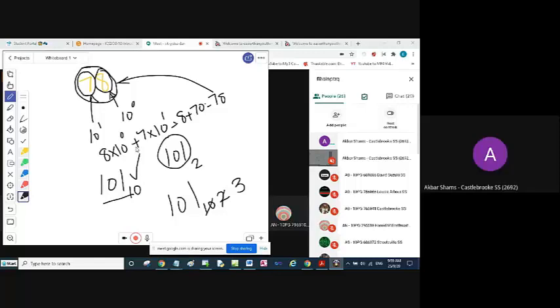What are the digits in base 3? The digits in base 3 are 0, 1, and 2. That's it. And in this number, do you have any digit other than 0, 1, 2? No. So this can also be in base 3, right?